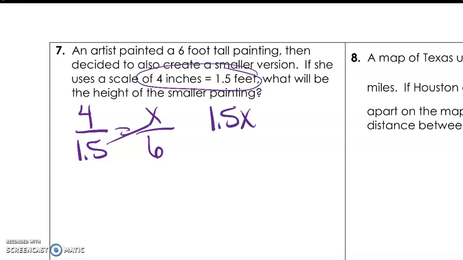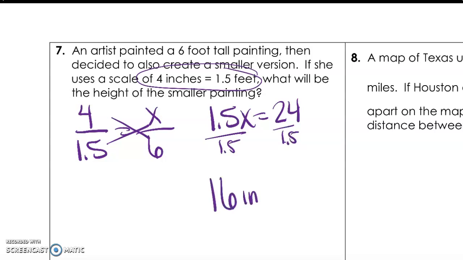So 1.5x is equal to 24. Divide. And we get 16. Make sure you're careful. This is the smaller one, so 16 inches.